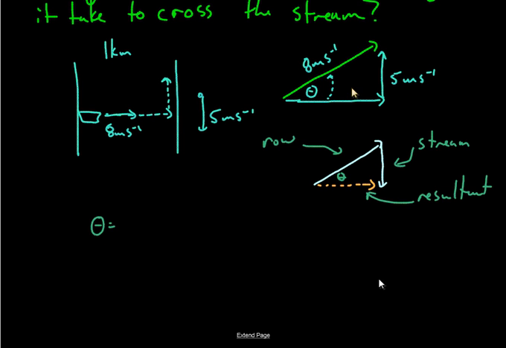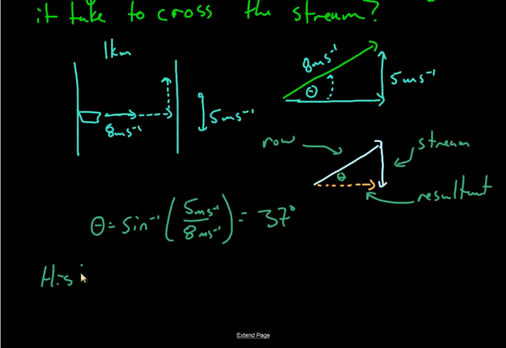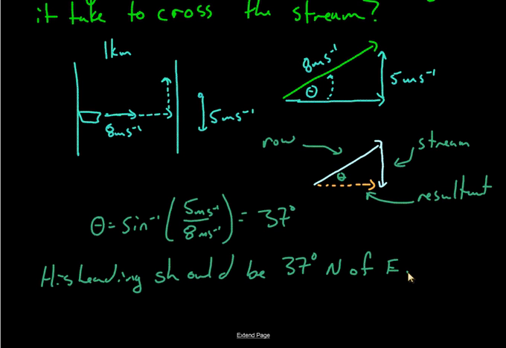Now we need to solve first for the heading. Sine theta is opposite over hypotenuse, so the angle should be the inverse sine of 5/8. So you get that the angle should be about 37 degrees. So this is the heading. Now how would I write that? His heading should be 37 degrees north of east, the way we've got this set up. So that's part A.